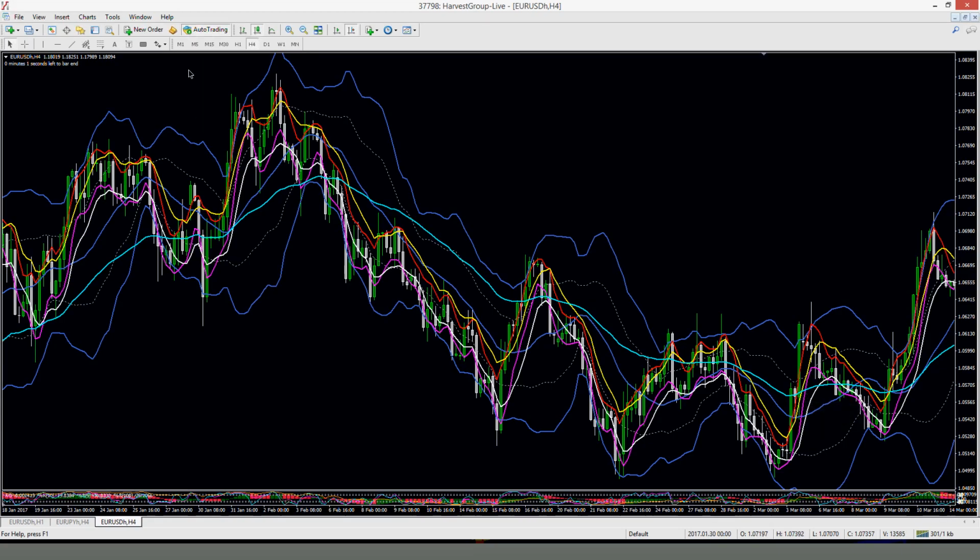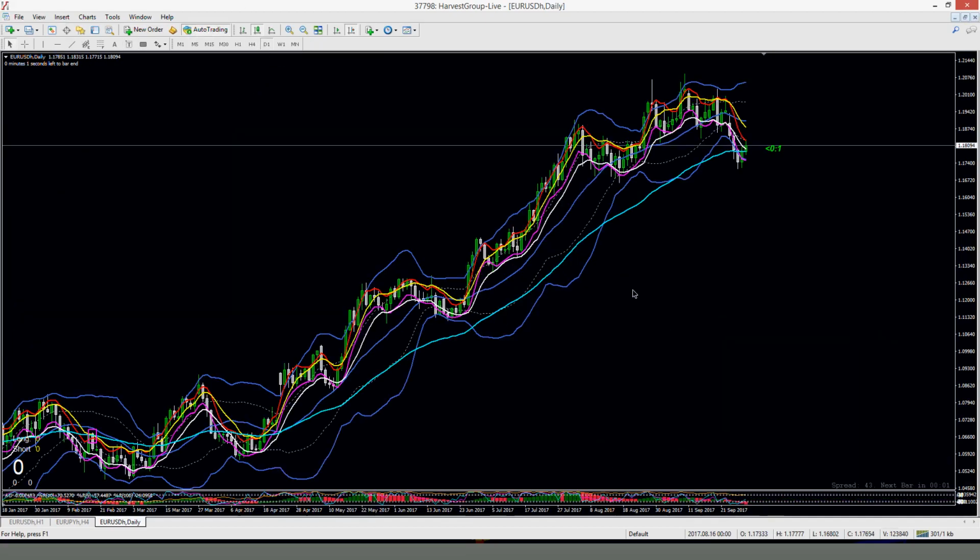For example, this is a downtrend, and there's an extreme at MA50 here. So this tells me that there's a re-entry sell on D1. Let me find that box over here.